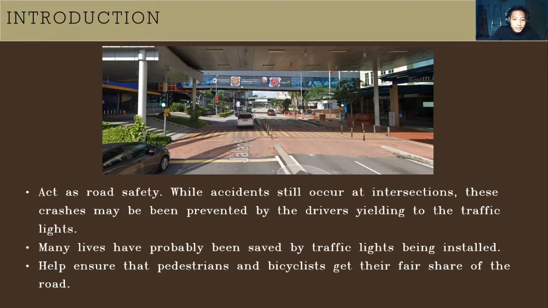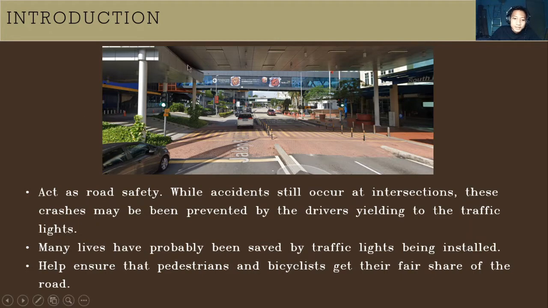For the introduction, as you can see, nowadays there are many traffic lights in the cities or any busy place. So what is the traffic light? The function of the traffic light is to control the traffic and also act as road safety. While accidents still occur at intersections, these crashes may be prevented by drivers yielding to the traffic light. Many lives have probably been saved by the traffic lights that we installed. And this traffic light helps ensure that pedestrians and bicyclists get their fair share of the road.